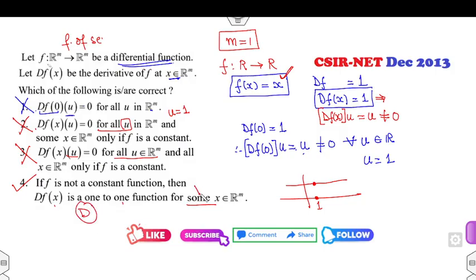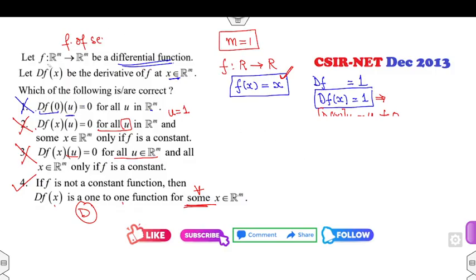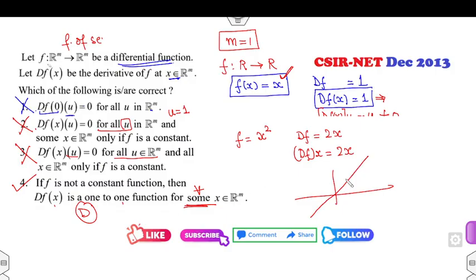Make sure, if he said for all x, then it is not true. But if he said for some x, then it is true. Or if you want another example, take a non-constant function, say f of x equals x square. What is the derivative? 2x. If you draw the graph of 2x, it will be this. Now how can you check whether it is one-one? You can draw a horizontal line. It cuts at one point. Yes, it is a one-one function.